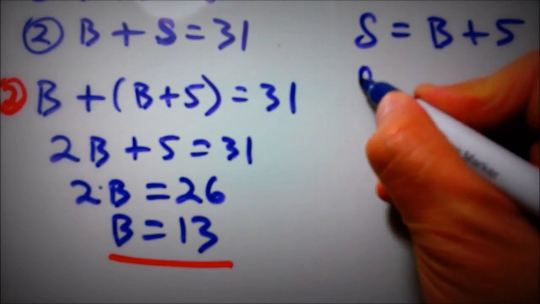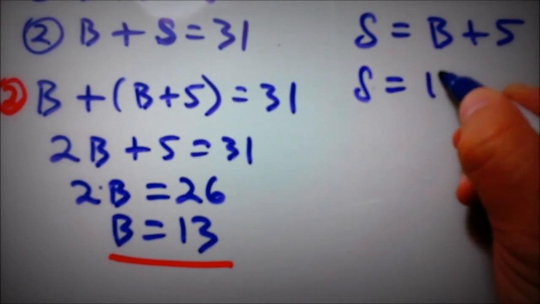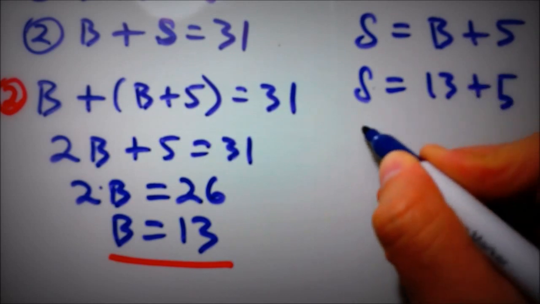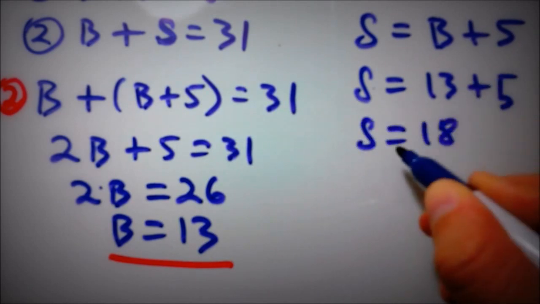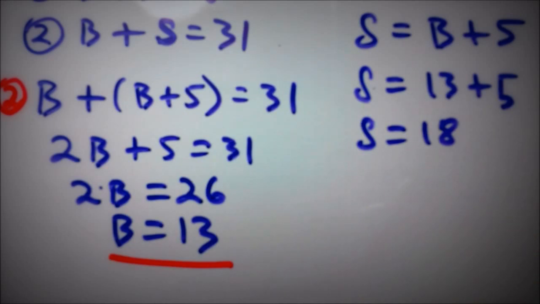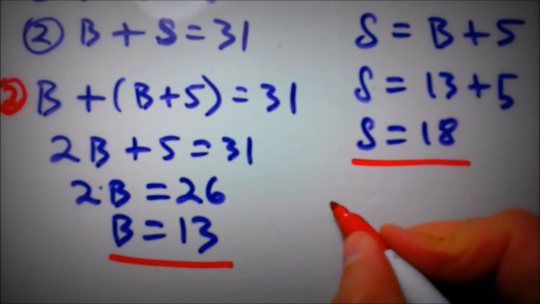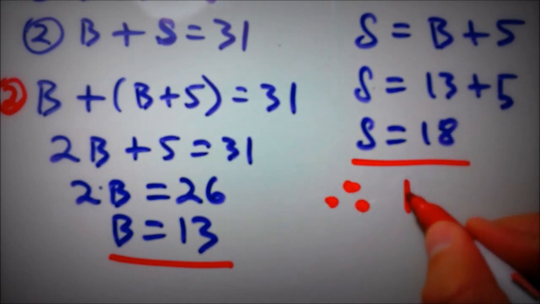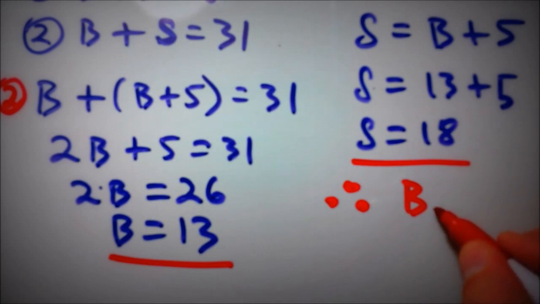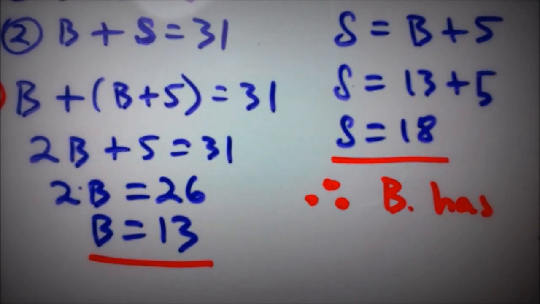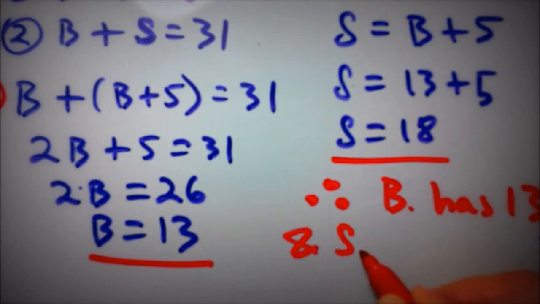So that's what we were looking at before. So we know that Brett has 13. So 13 plus 5 gives us 18. That means Stephanie has 18 fish. All right, so just to finalize this, we can say that therefore Brett has 13 fish, and Stephanie has 18 fish.